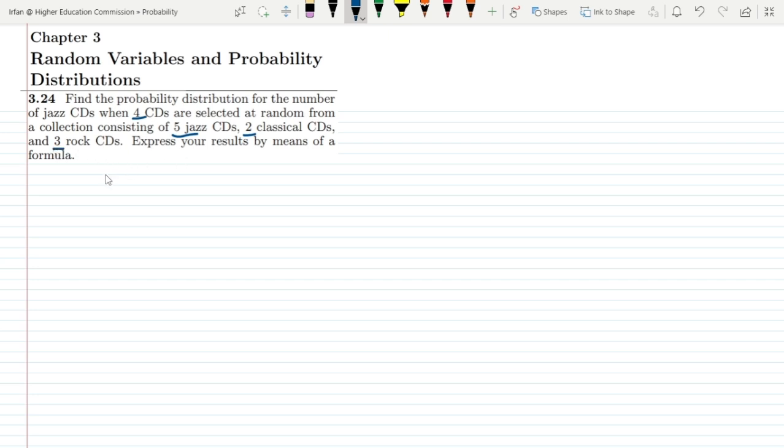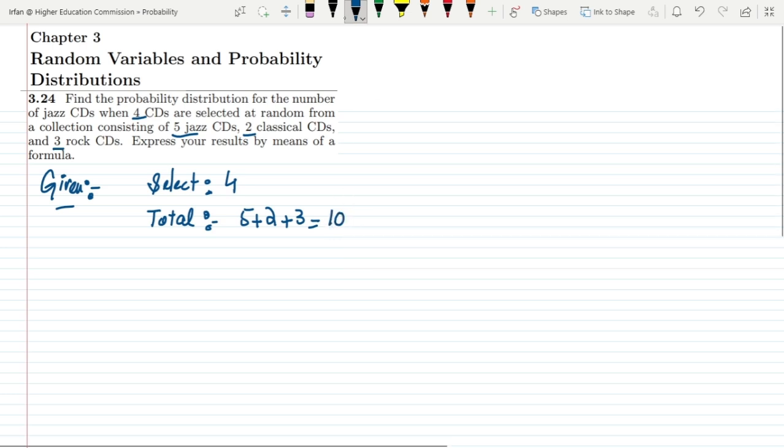Okay, so the total number of CDs we have to select is 4 CDs out of a total of how much? The total number of CDs here are 5 jazz CDs, plus 2 classical CDs, plus 3 rock CDs. So the total number of CDs we have is 10.